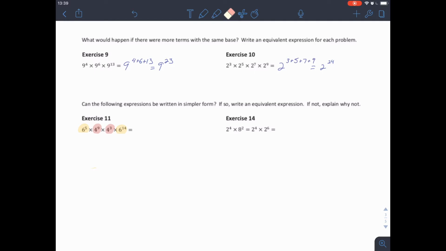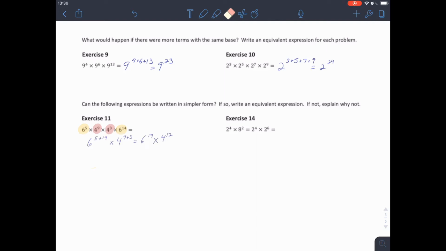Now, in exercise 11, it gets a little trickier because we actually have 2 different bases. And just like when we did combining like terms in 7th grade algebra, I like to highlight in different colors my terms that, in this case, have the same base instead of the same exponent. So I made all my 6s yellow and all my 4s red, and that's again for the base, not the exponent. So now I can add together the exponents of terms that have the same base.